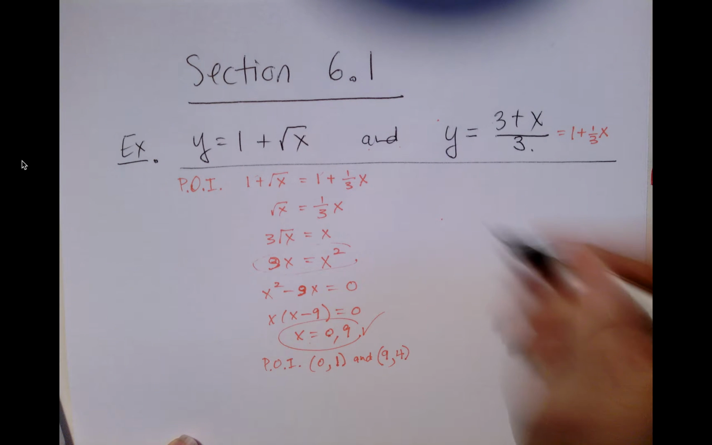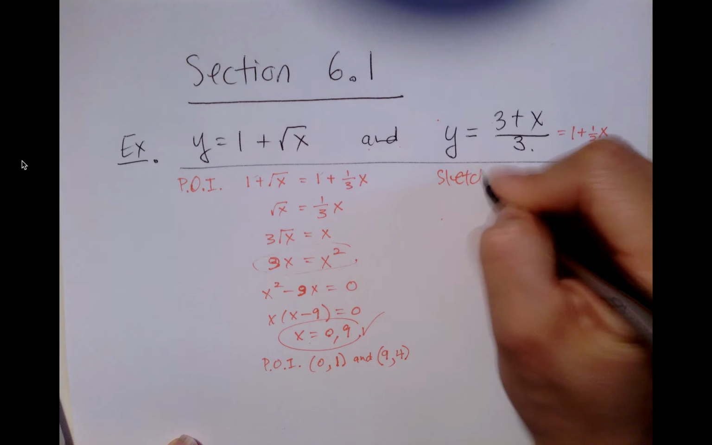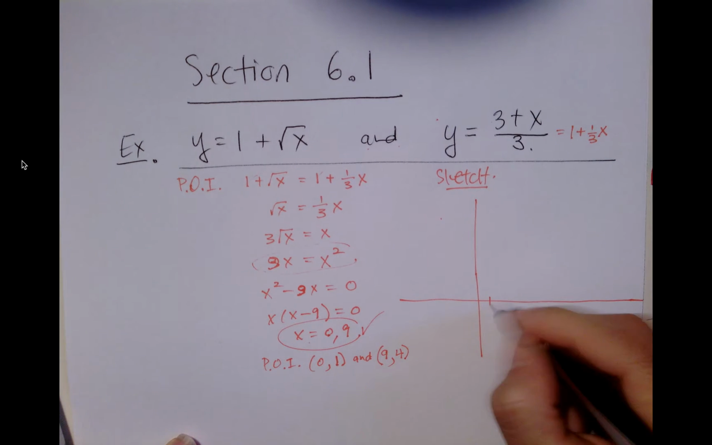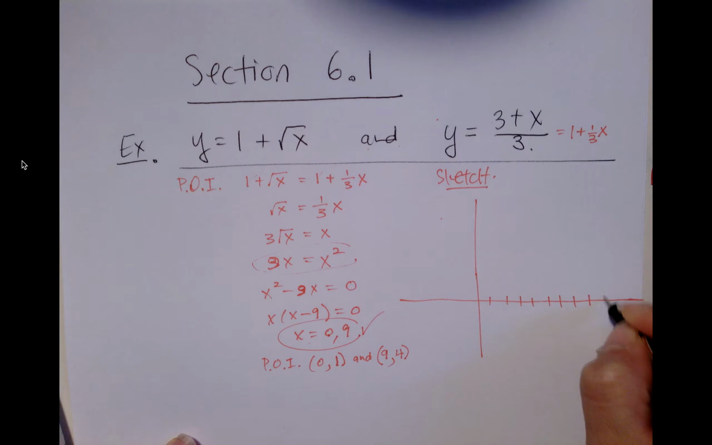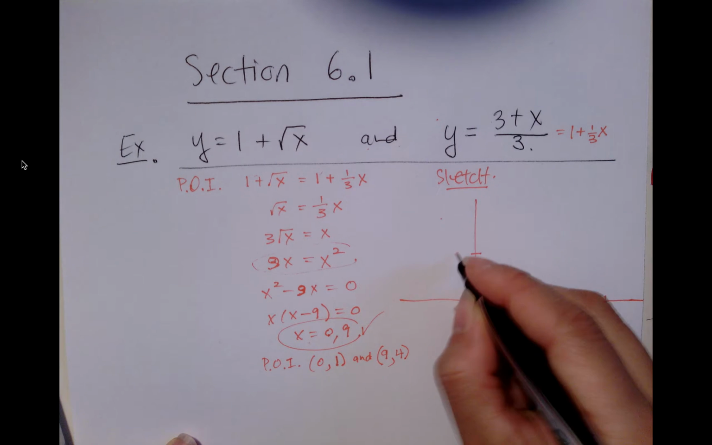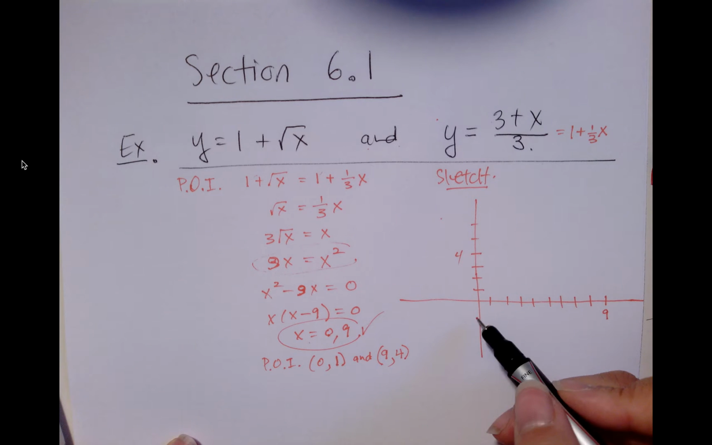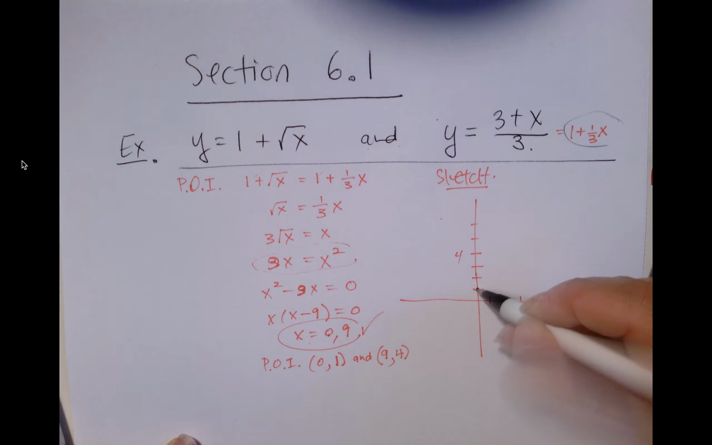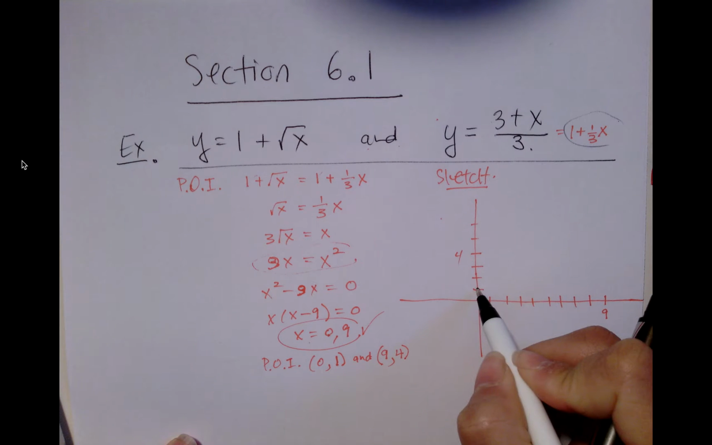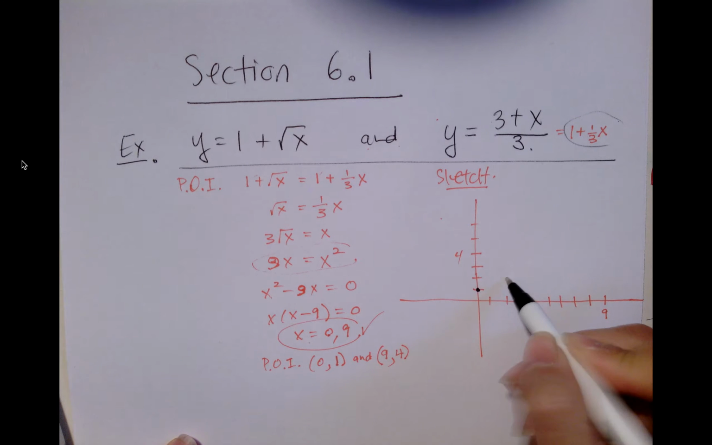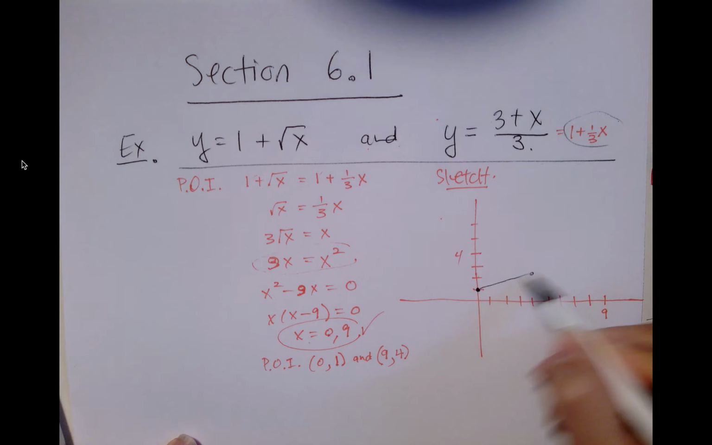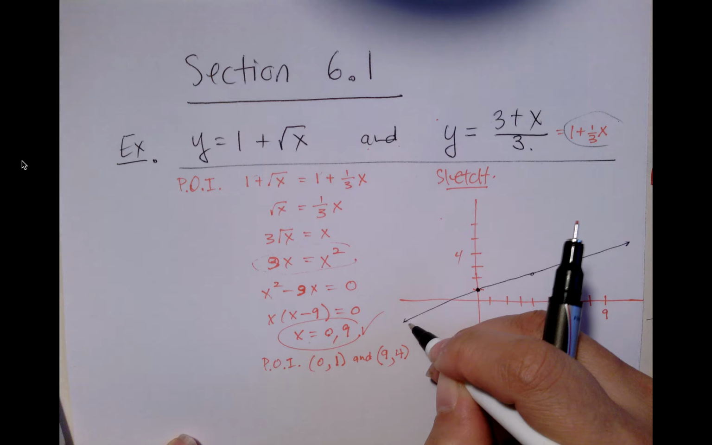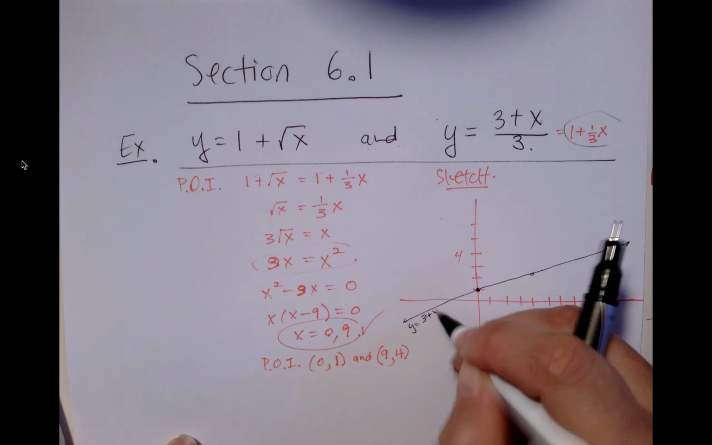Okay, so let's take a quick look at the sketch of the graphs. I'm going to sketch the line first. The line has y-intercept 1, and it has slope 1/3. So if I go up 1, 1, 2, 3, 4, the line looks something like this. This is y equals 3 plus x over 3.